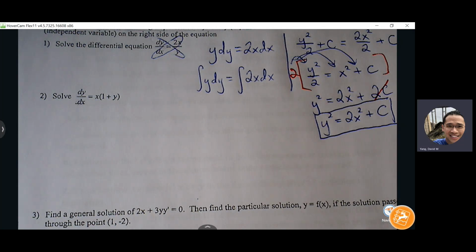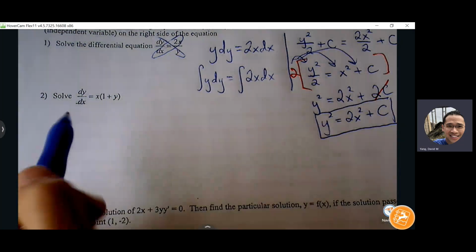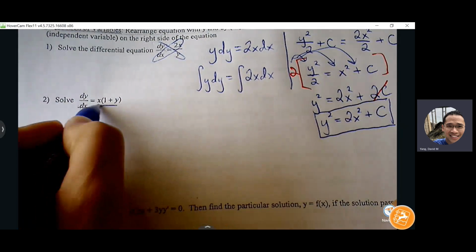Okay, so again, I like to just go ahead and cross multiply just to get that denominator dx out of the way. So I'm going to put this over 1.